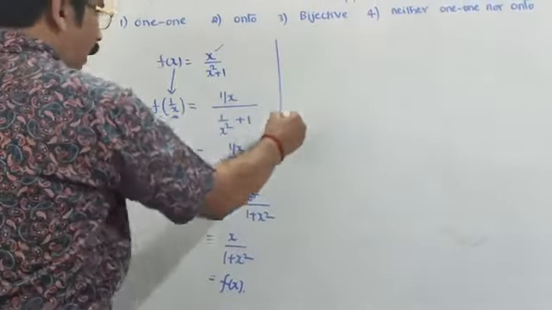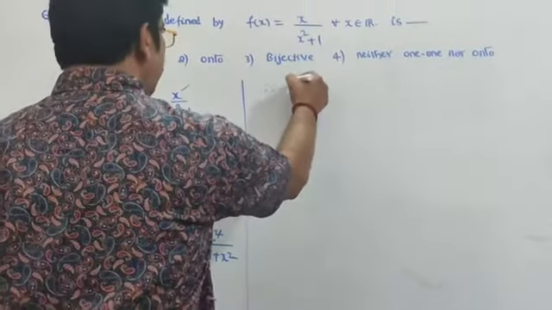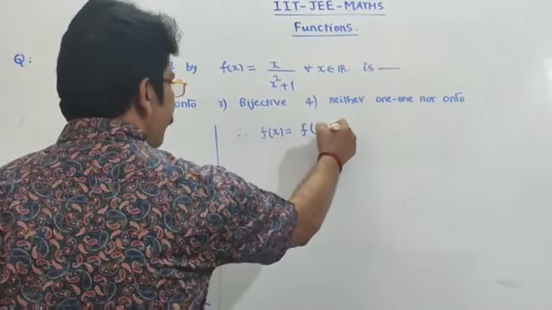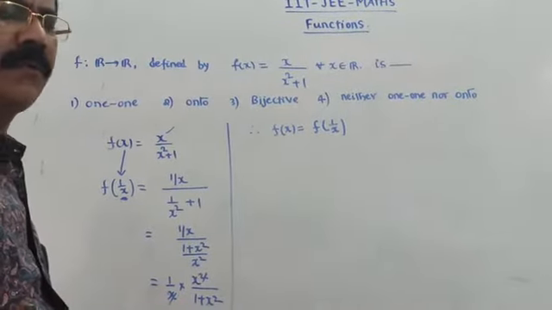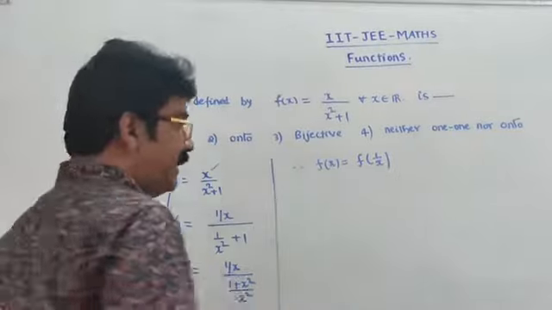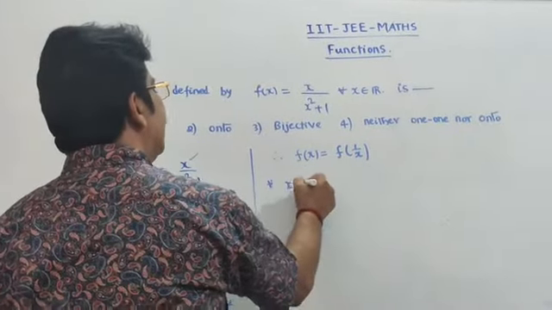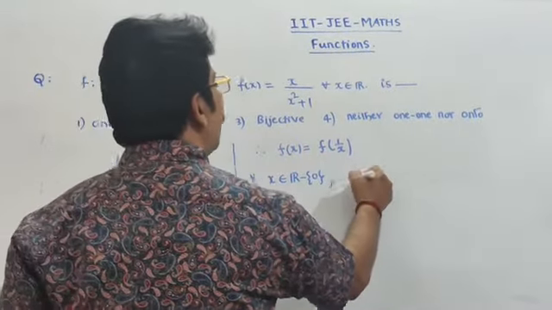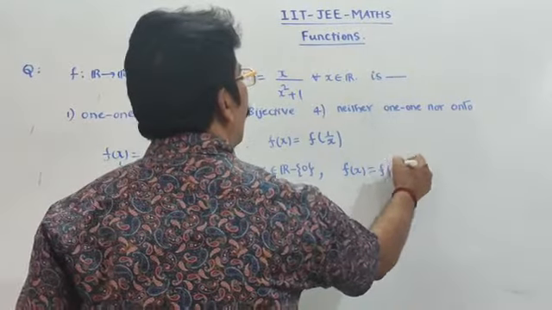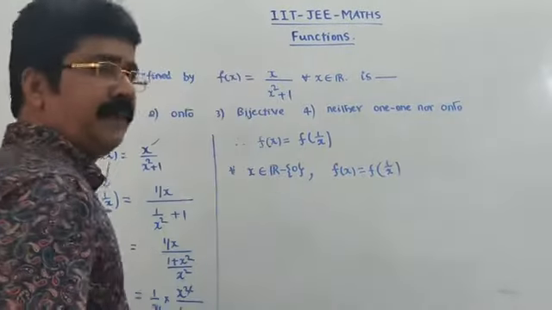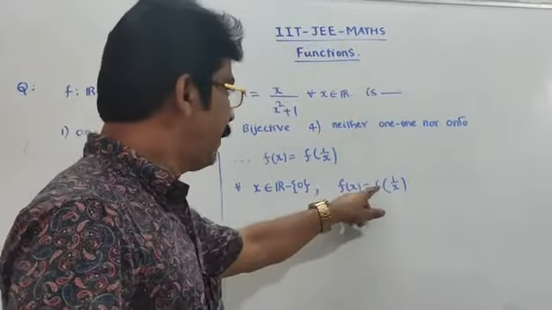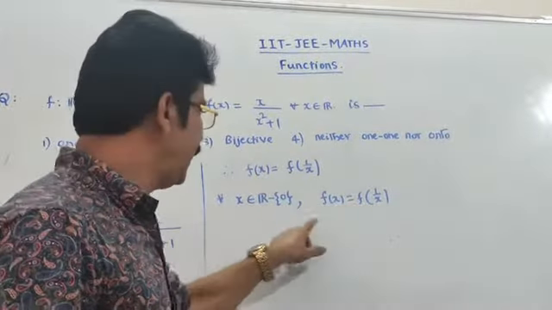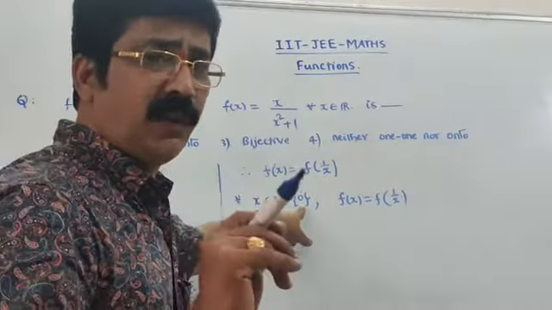So therefore, here what is happening? F of x equal to f of 1 by x. Of course, x not equal to 0. I am telling that for all x belongs to real number except 0, f of x equals f of 1 by x. Since x is in the denominator, for no loss of generality, I wrote R minus the singleton set 0.